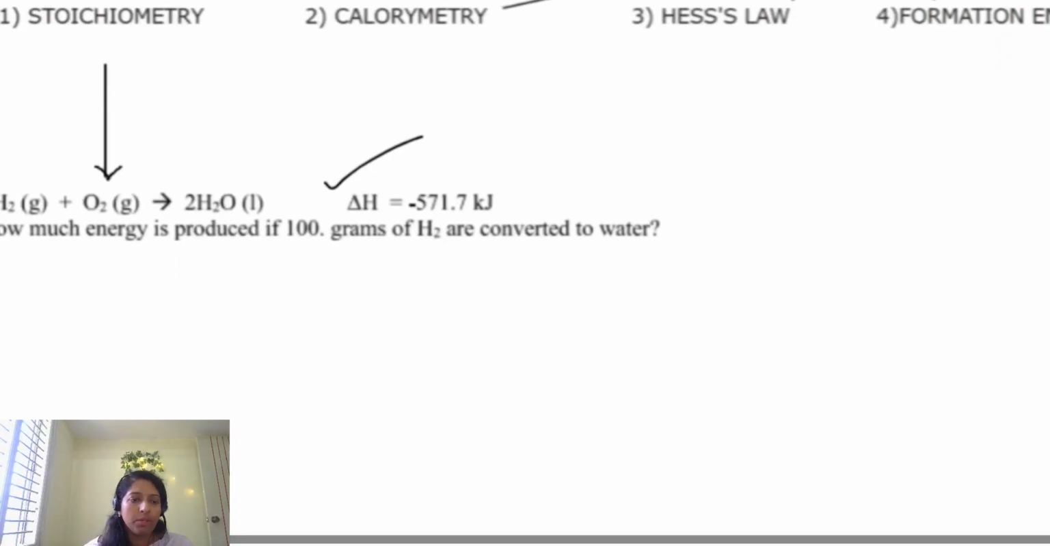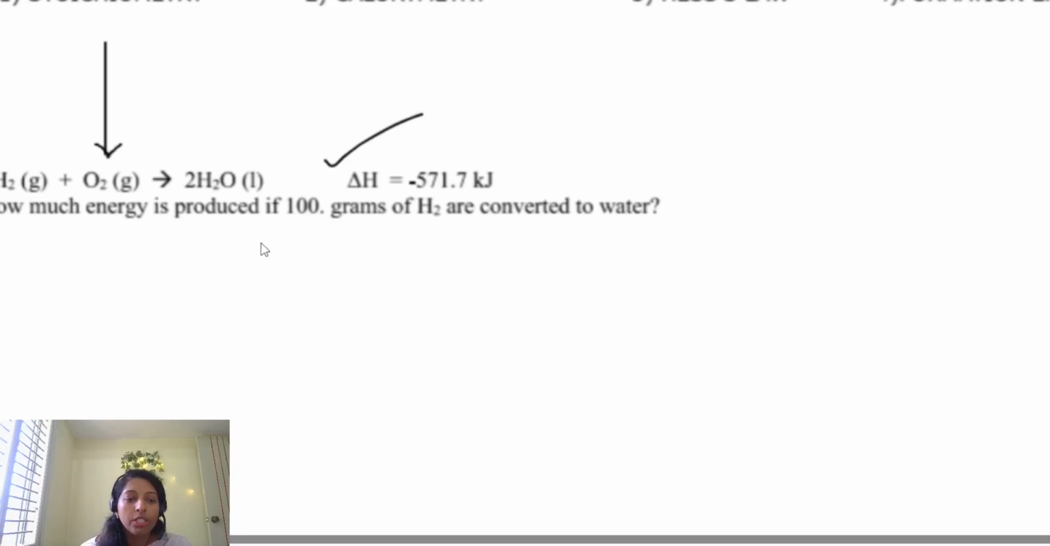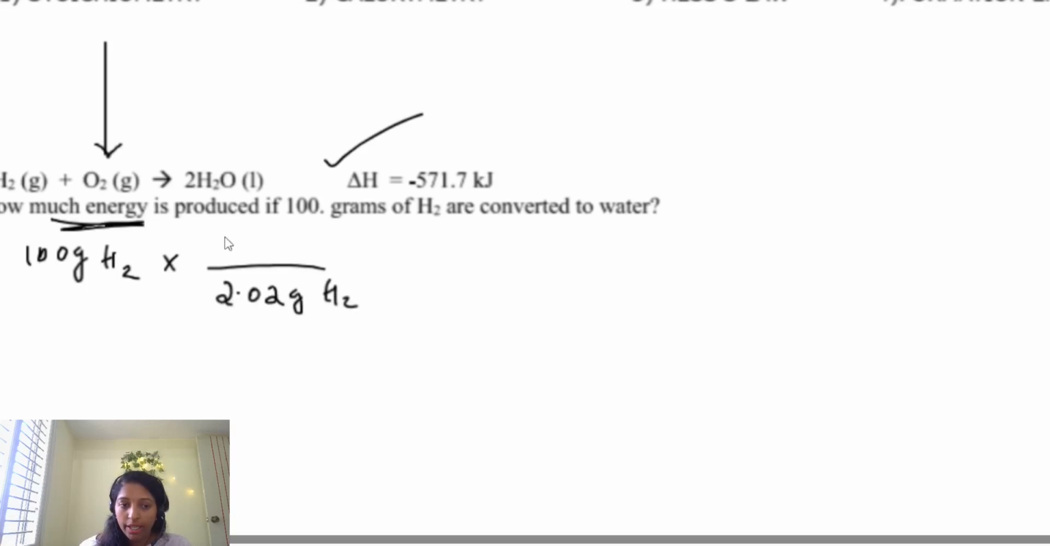Then normal stoichiometry. Suppose the question is, how much energy is produced if 100 grams of hydrogen is converted to water? So you are starting with 100 grams of hydrogen, and you need to find how much energy. With normal stoichiometry, you can convert grams to moles. Hydrogen is 2.02 grams because it's diatomic, and this is 1 mole of hydrogen.